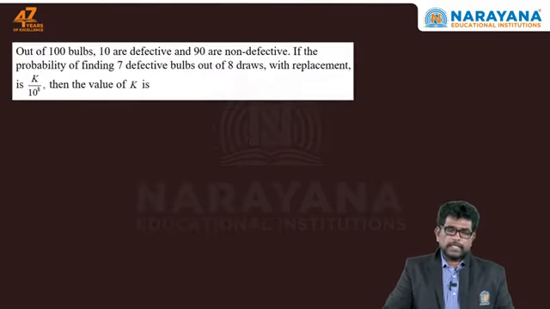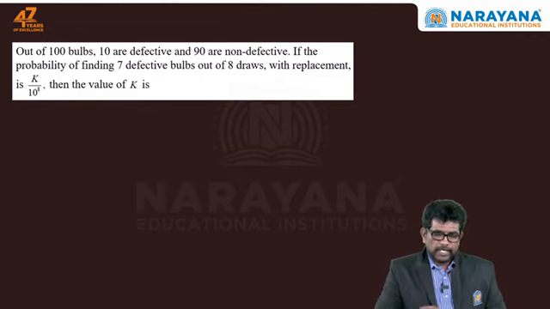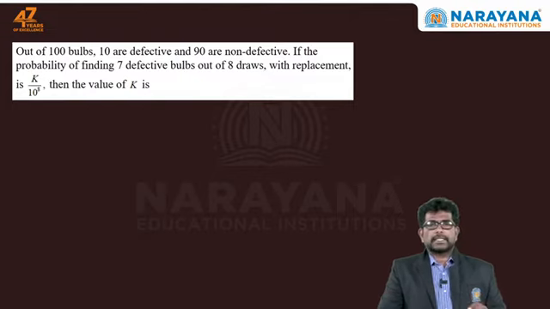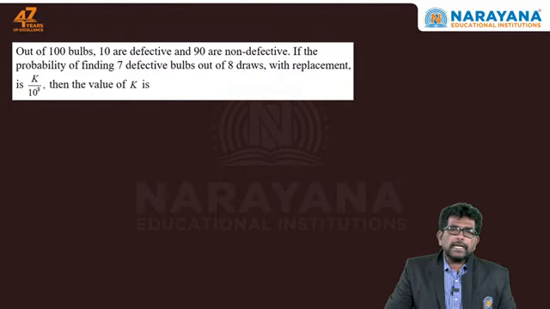Out of 100 bulbs, 10 are defective and 90 are non-defective. If the probability of finding 7 defective bulbs out of 8 draws with replacement is k by 10 to the power of 8, then they are asking for the value of k. The problem is related to probability. It is a sample of 100 bulbs, 10 defective and 90 non-defective. If the probability of finding 7 defective bulbs out of 8 draws, so they drew 8 bulbs.